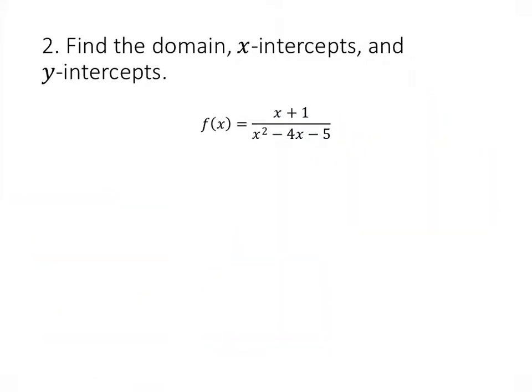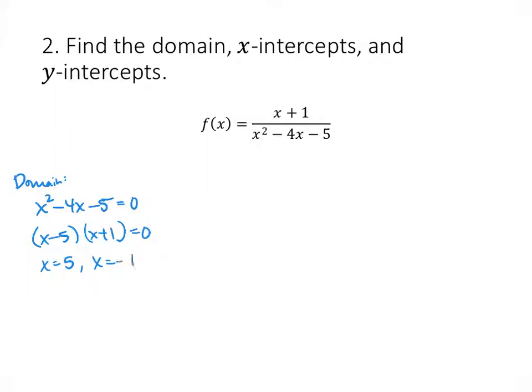So we're going to do the same thing with this function. To find the domain, we set the denominator equal to 0. x squared minus 4x minus 5 equals 0. That's a quadratic equation, so we can do that by factoring. We get x minus 5 times x plus 1 equals 0. That gives us two solutions, x equals 5 and x equals negative 1. And remember, those are the values that are not in the domain. So the domain is all real numbers except x equals 5 and x equals negative 1.